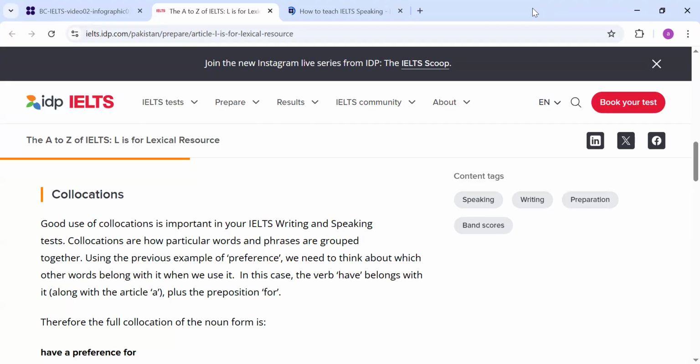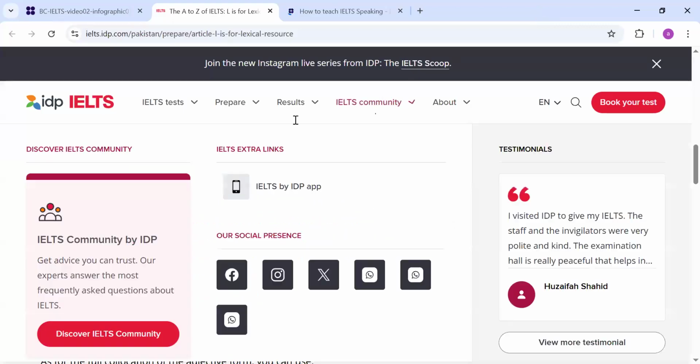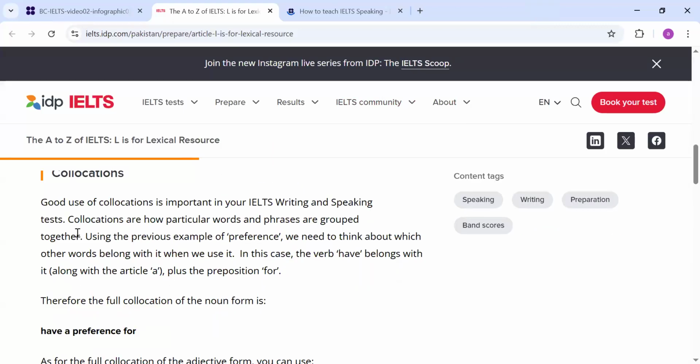Let's discuss how collocation is used here. Good use of collocation is important in your IELTS writing and speaking test. Collocations are how particular words and phrases are grouped together. Let me give an example. You can't say strong rain, but we say heavy rain. Even though strong is the right word, in the context of rain, strong is not the right word. If there is too much rain outside, we say there is heavy rain outside. I hope you got the idea.